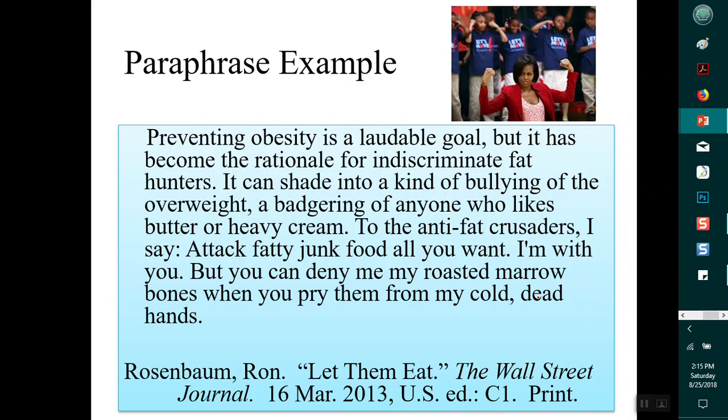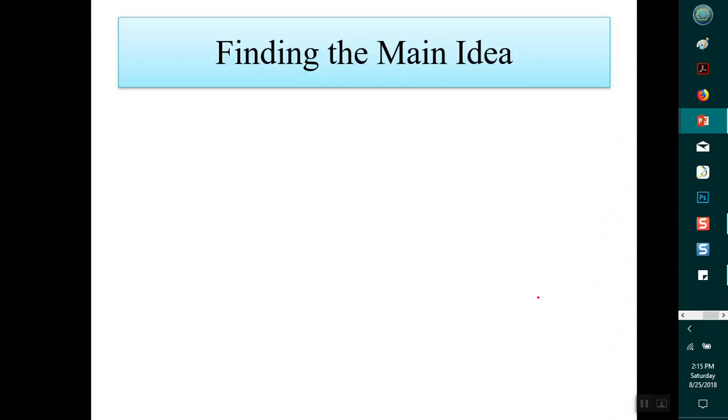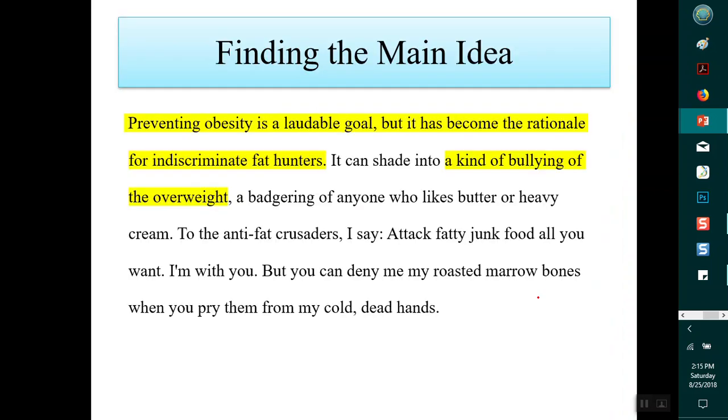Paraphrase example. So this is from Ron Rosenbaum's Let Them Eat. I'm going to flip over to my next slide because I've been going a little bit long here, and I'm going to speed this up for you guys. So finding the main idea. Here's his entire paragraph, and I have highlighted: preventing obesity is a laudable goal, but it has become the rationale of indiscriminate fat hunters. It can shade into a type of bullying of the overweight.